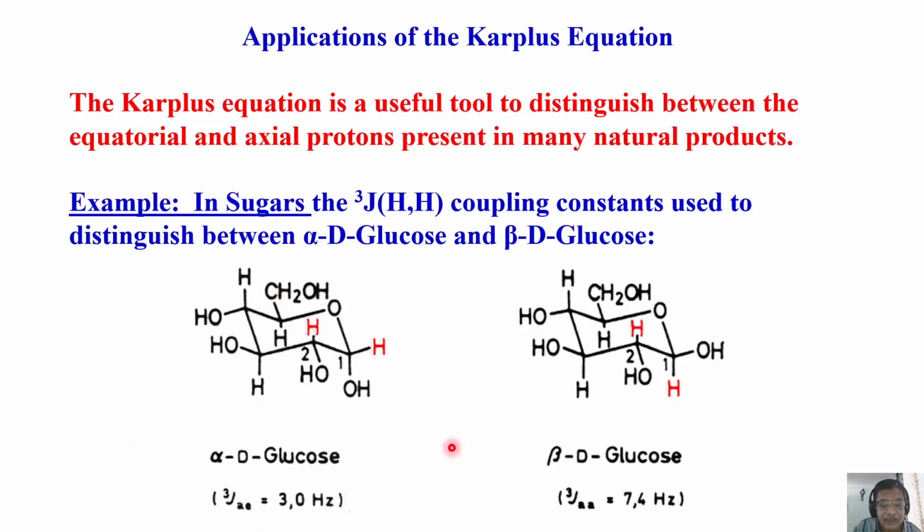In this molecule, this is alpha-D-glucose, and this is beta-D-glucose. This has a cis orientation, this is a trans orientation. Or in other words, this has axial and equatorial coupling. These two protons have axial-equatorial coupling, and this is axial-axial coupling. Axial coupling, I told you, is much larger, about 7.4 hertz. Very interesting, right? So looking at the coupling strength between these two protons, you can say whether it's beta-D-glucose or alpha-D-glucose. Fantastic application of the Karplus equation.